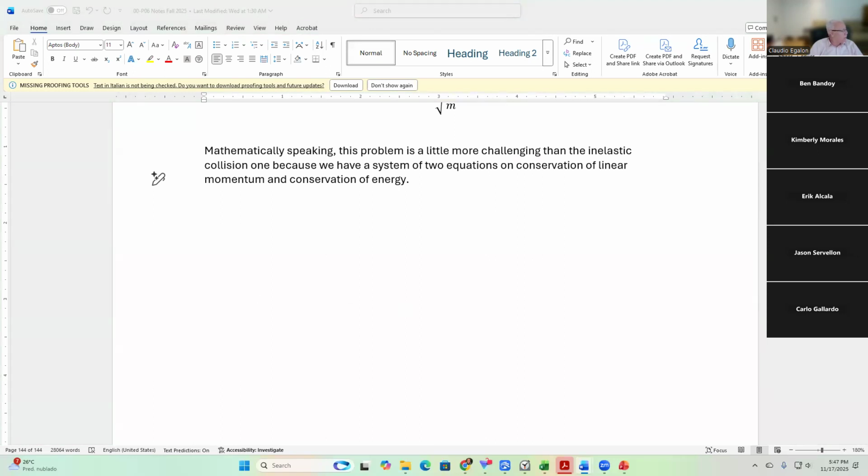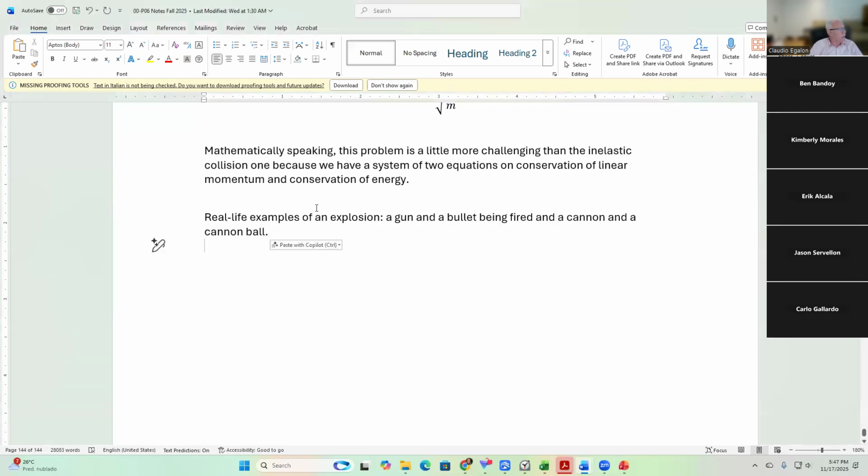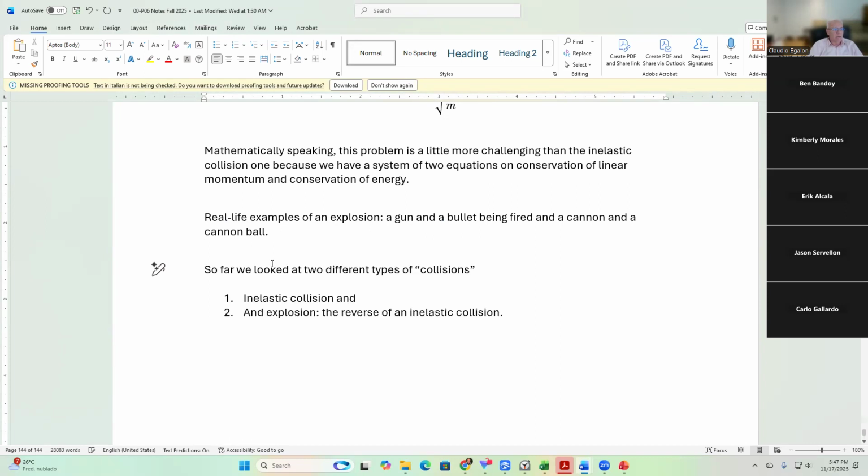12:47, 3 more minutes to go. So we're running out of time here. Let me just put a real life example of an explosion: a gun and a bullet being fired, a cannon and a cannonball. So far we have looked at these two types of collision. The second one is not exactly a collision, it's an explosion. And there is one more type of collision that we are going to cover next time.